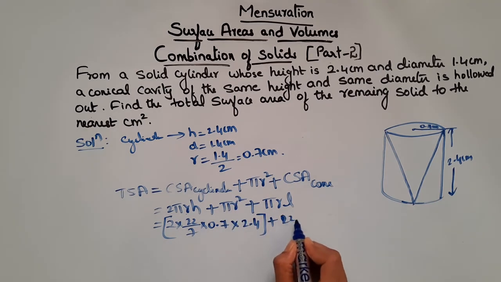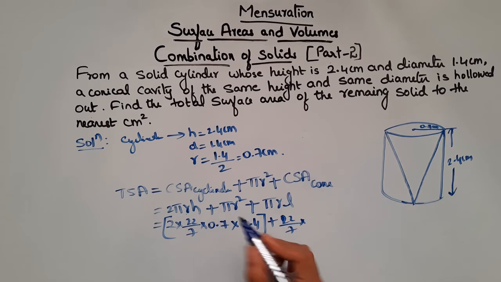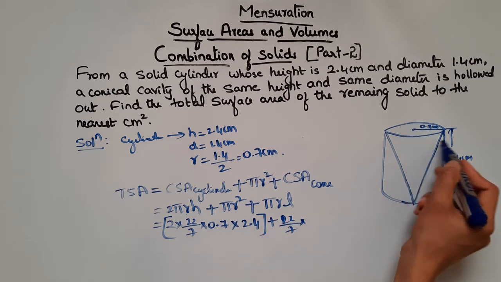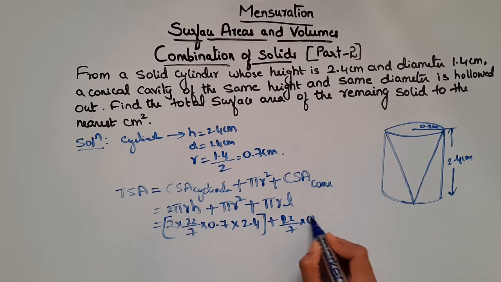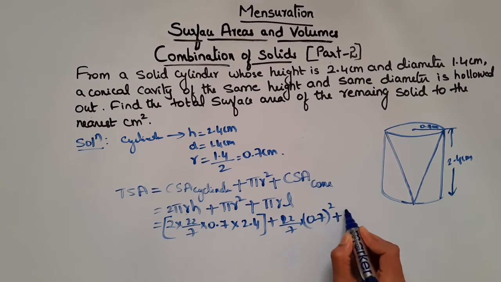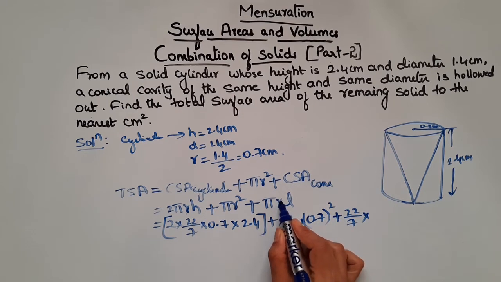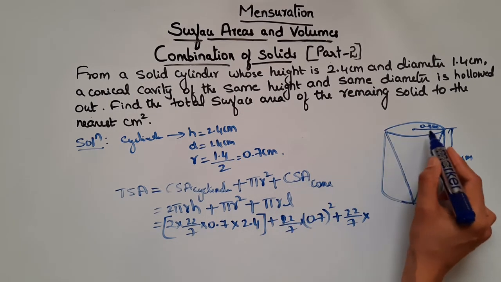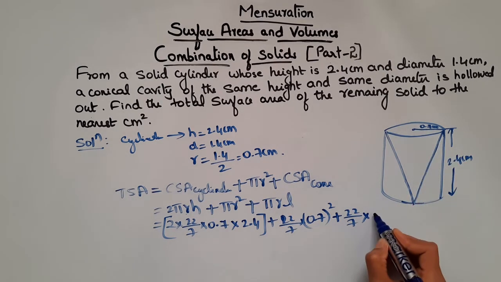So pi is 22 by 7 into r is nothing but the radius of the base, which is nothing but this radius as well, right? That is the same 0.7. So whole square, plus 22 by 7 into the radius of the cone. This is of the cone, right? So the radius of the cone is also 0.7. It's the same, right?